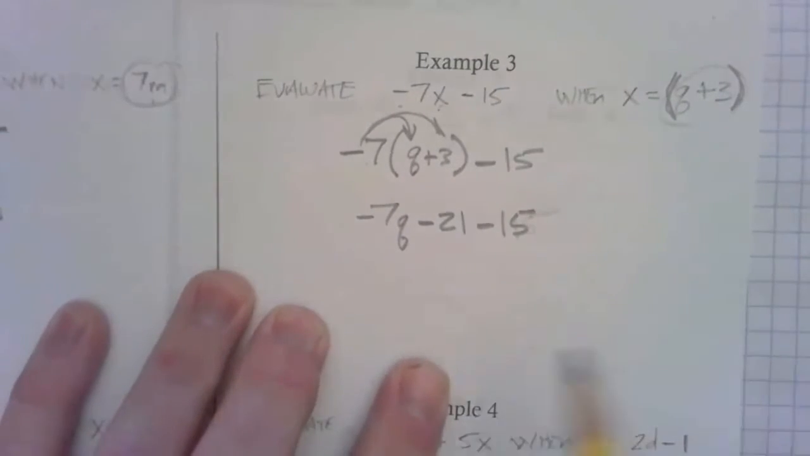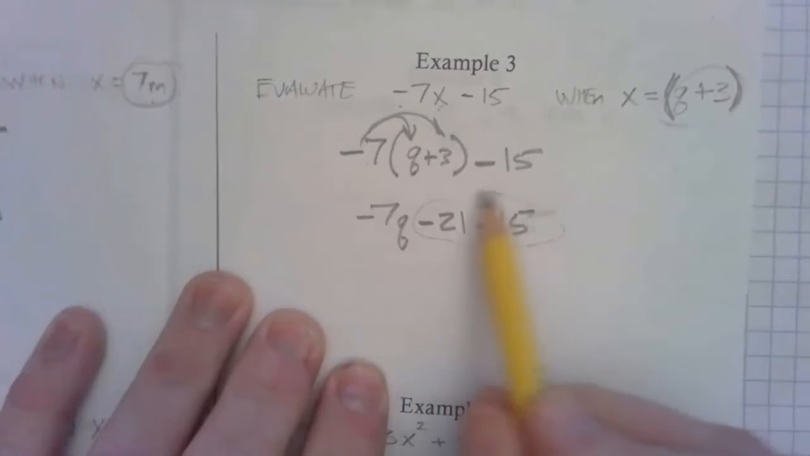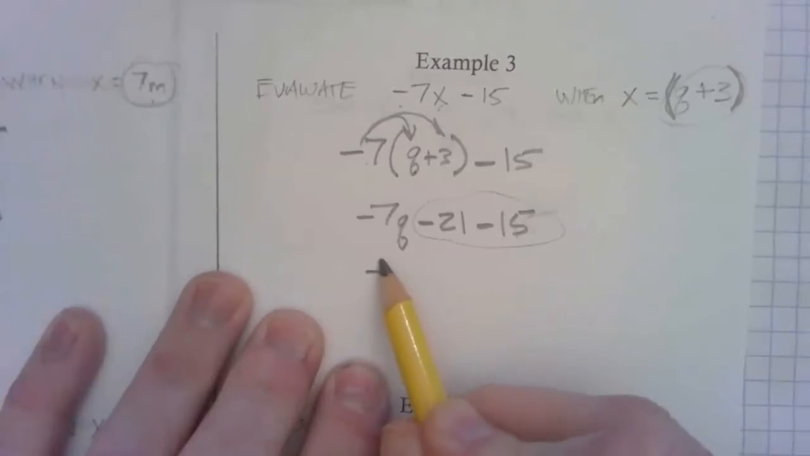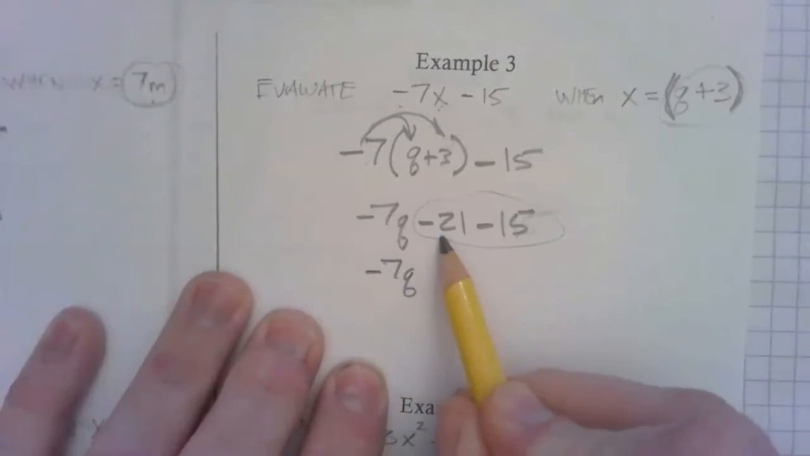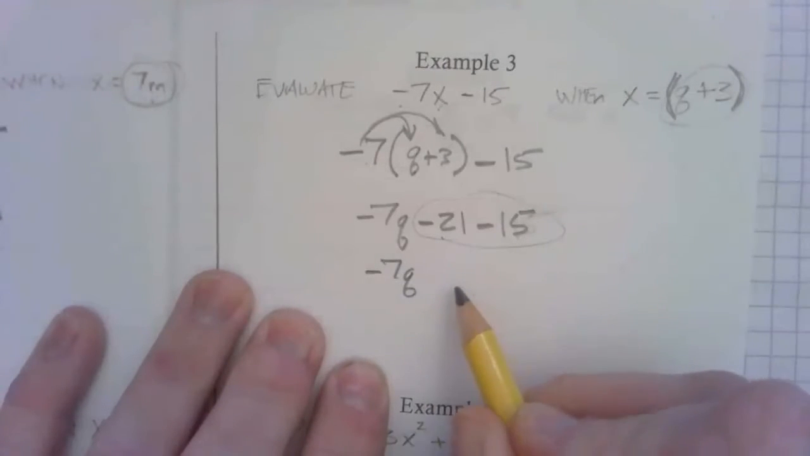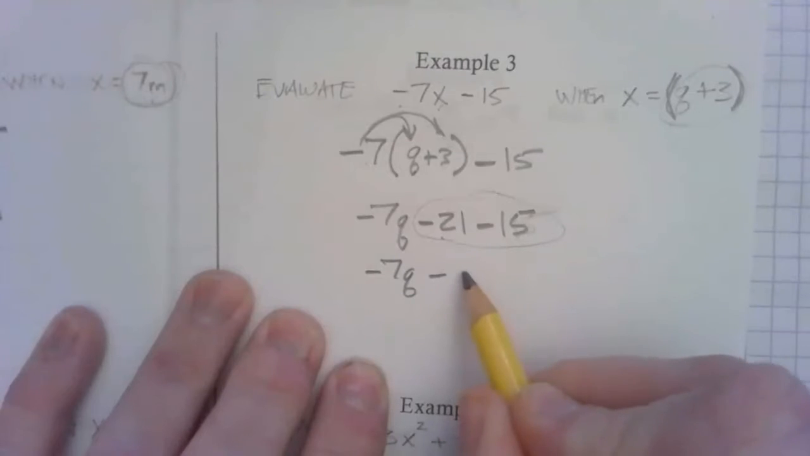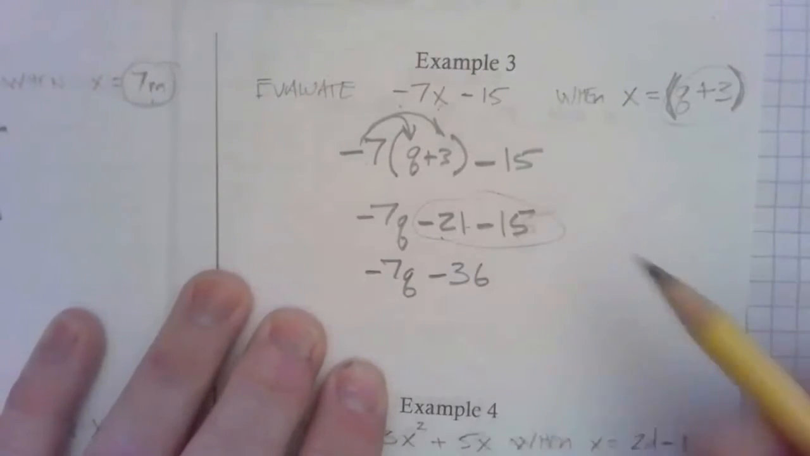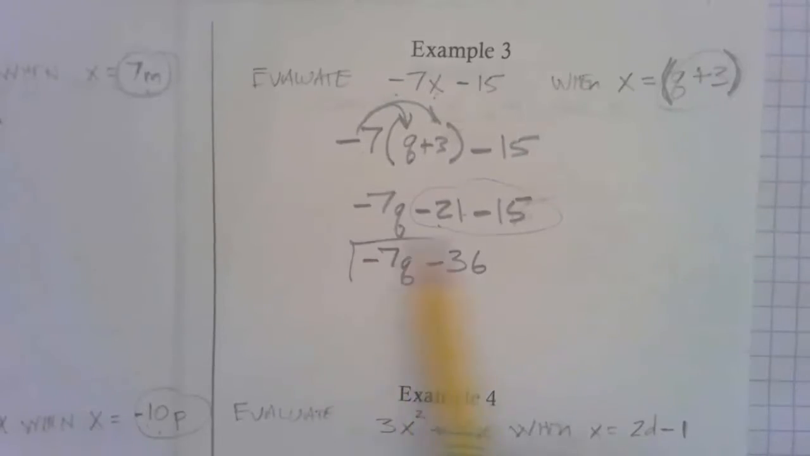There we go. Alright, and so I can combine these two. I can't do anything with this q because it's got the q in it. It's not the like term. So negative 7q stays. Negative 21 and negative 15, both are negative, so that's going to be a negative 36. I think I got that right. 5 and a 1 is 6. Yep. And that's as far as this goes.